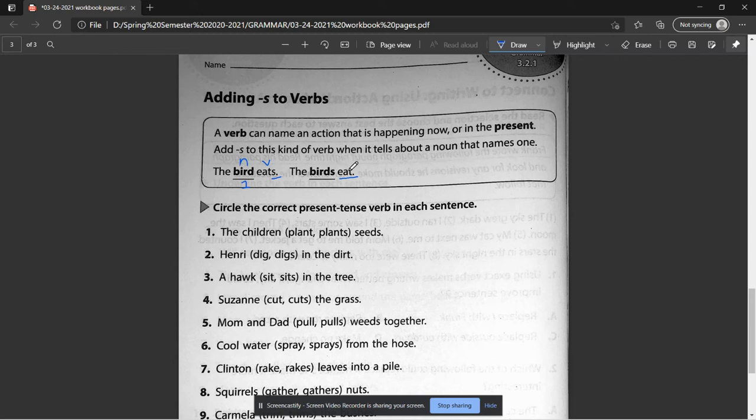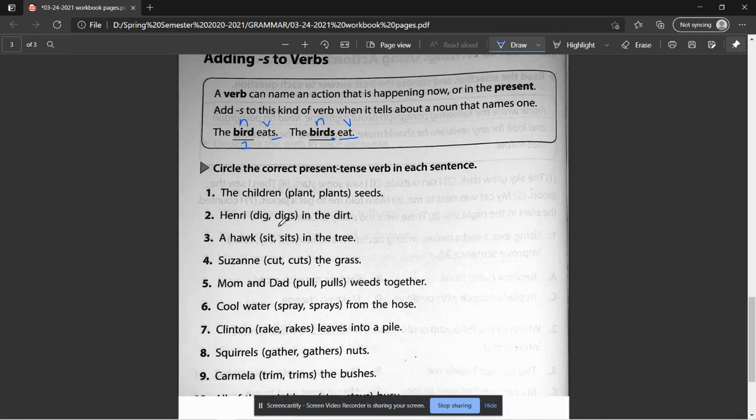The birds eat. If I have a noun that is plural because I have the letter S, then my verb needs to be singular. Okay? My verb needs to be singular. Eat. Now, let's see.